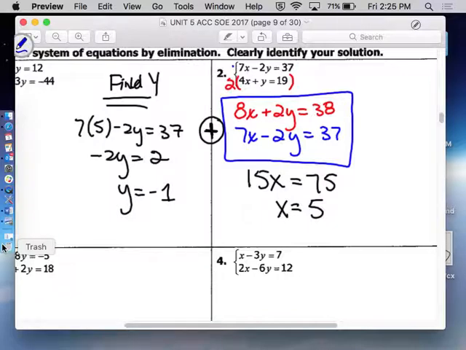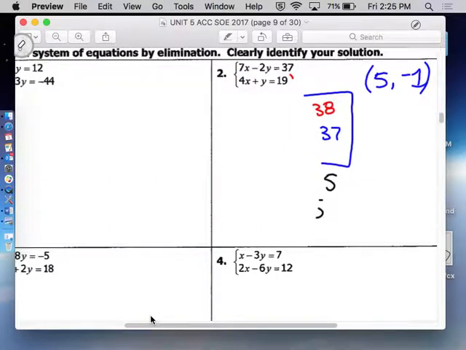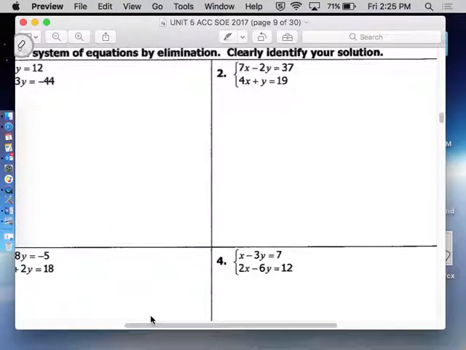And I would like for you to get used to writing the answer as an ordered pair. So always wrap it up so that it's obvious that the answer is the ordered pair x, y, and here it would be 5, negative 1. Let's do one more on the video. And I'm going to move now to problem number 3.